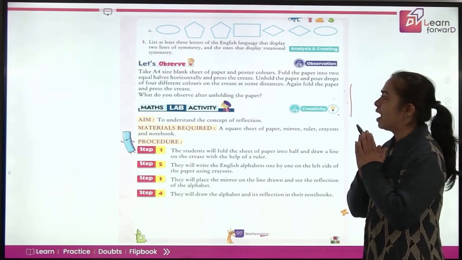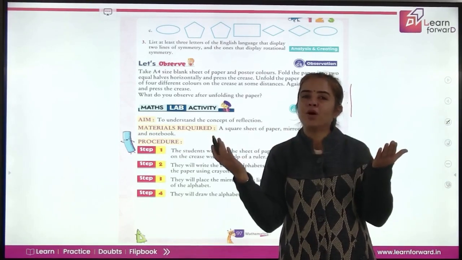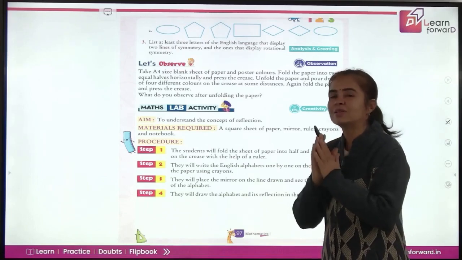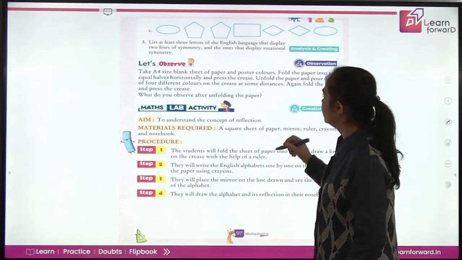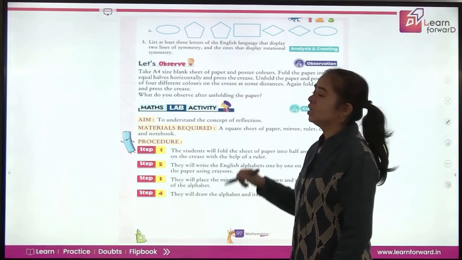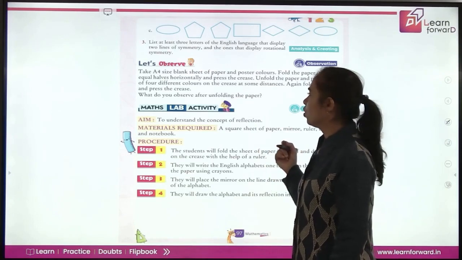So what will happen? What do you observe after unfolding the paper? You get the blots on the other part also. Just experiment and see what happens with your color, right? Because you will be using poster colors here. So just let me know your observation.